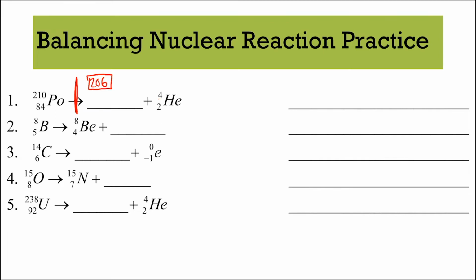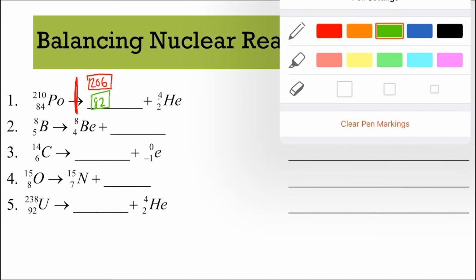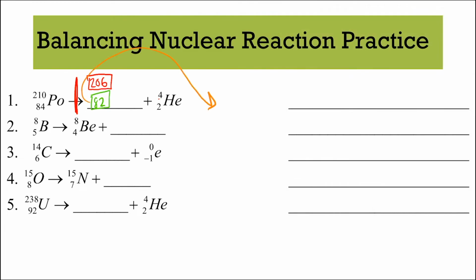So what number plus 2 would give us 84 on the right side? Ms. Scanlon? I'm going to say that is 82. Yeah, I think so. 82 plus 2 would yield 84. Okay, so now both sides are balanced.